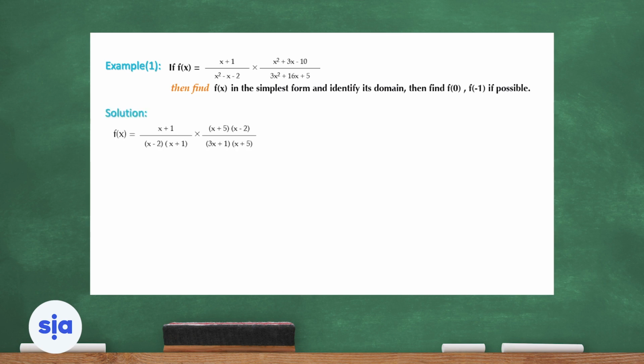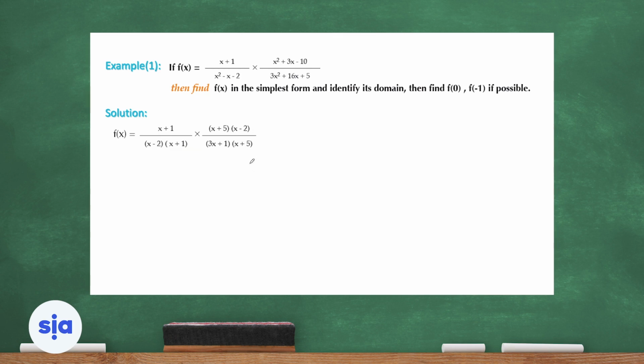First of all, we need to factorize any numerator or denominator we have. So, if we factorize this here, x squared minus x minus 2 is factored into x minus 2 times x plus 1, and x squared plus 3x minus 10 is factored into x plus 5 times x minus 2, and this part is factored into 3x plus 1 times x plus 5.